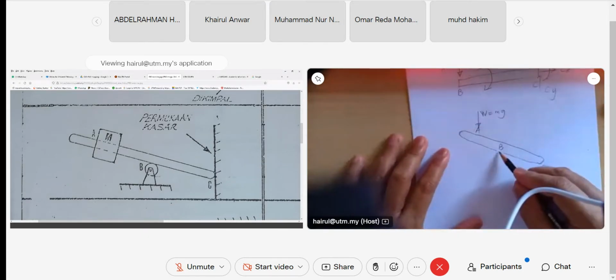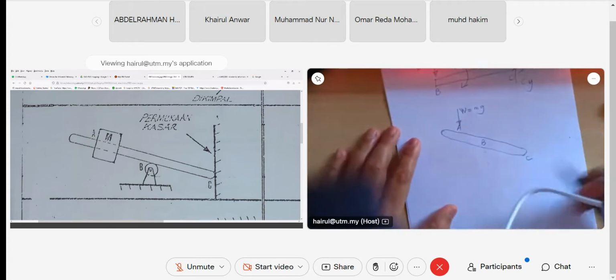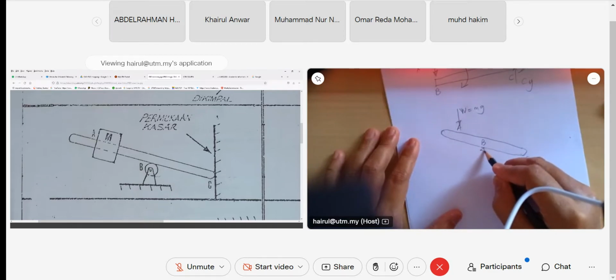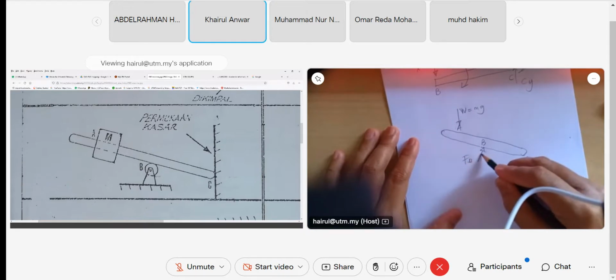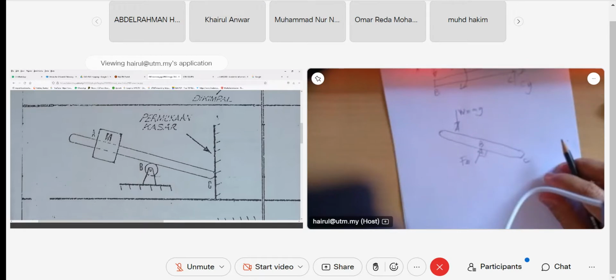At B, what do we have? Upward normal force, right? Call it N at B. Normal force, perpendicular to this rod. Because it's a roller, it has one component. Clear, guys?